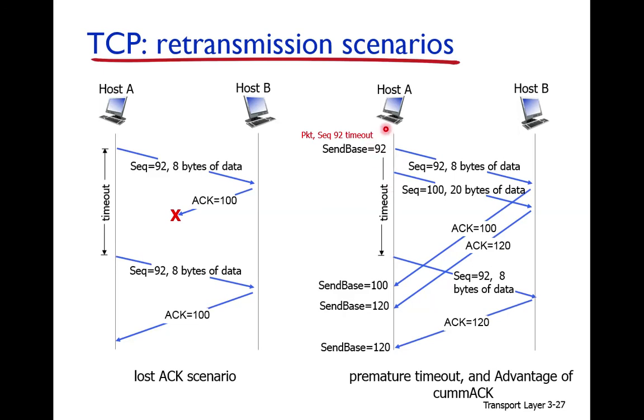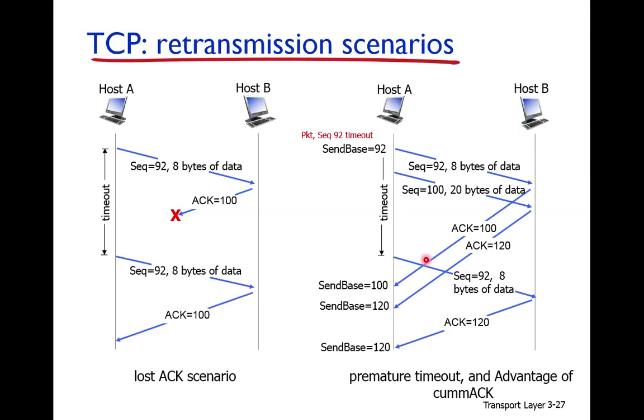Okay, so this is the best feature of selective repeat, and this is the best feature accommodated from selective repeat in TCP as well. The timeout happens, so only the packet with sequence number 92 is retransmitted, because in TCP when a timeout happens, only that packet is retransmitted.